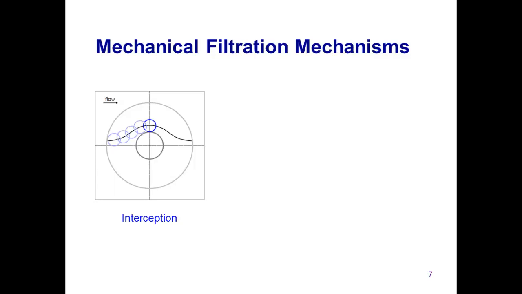The concept behind interception is that particles follow streamlines around the fiber and some will be collected by the fiber when they come in contact with it. The illustration shows the limiting streamline where the particle just barely comes in contact with the fiber. Particles starting closer to the center line will also be collected by interception, whereas those starting farther away from the center line will not be collected by interception.